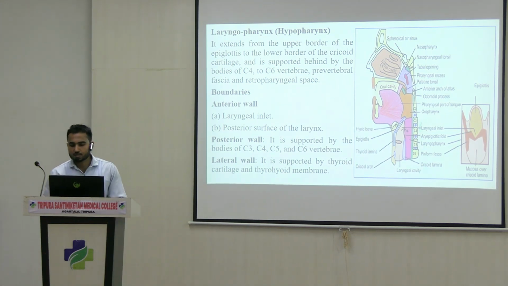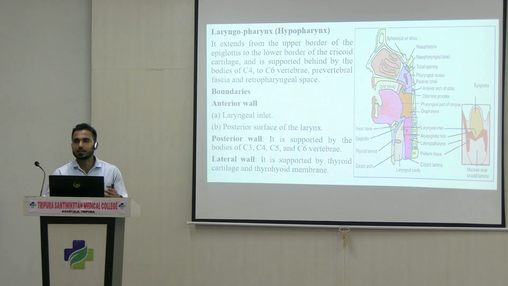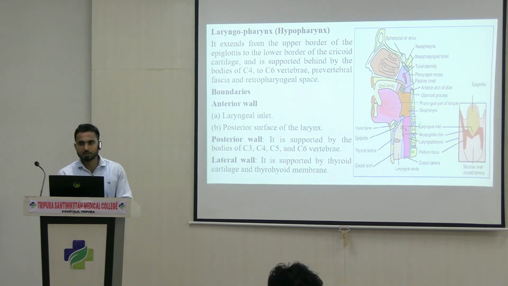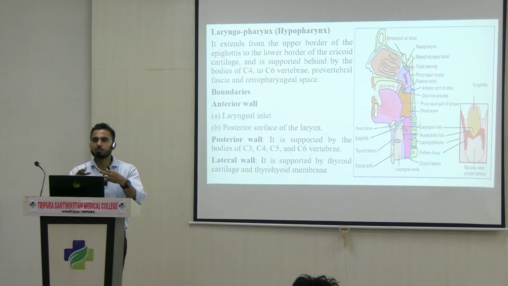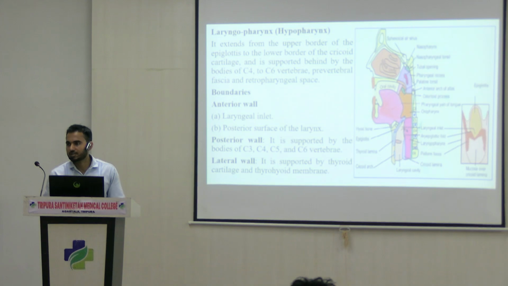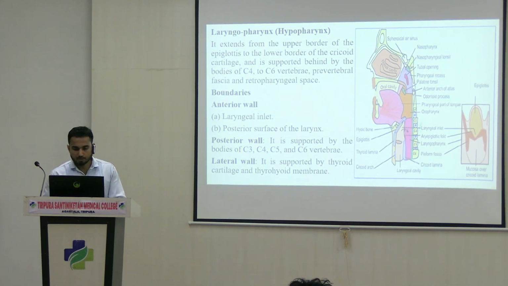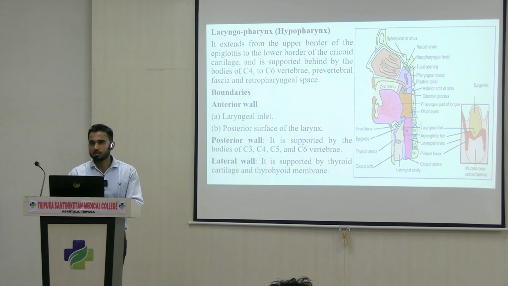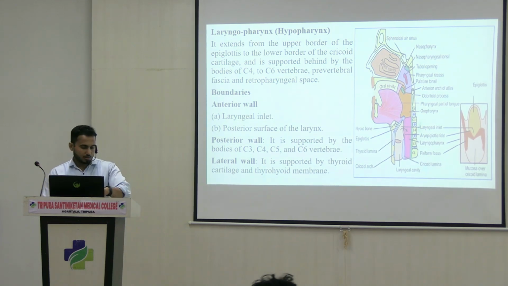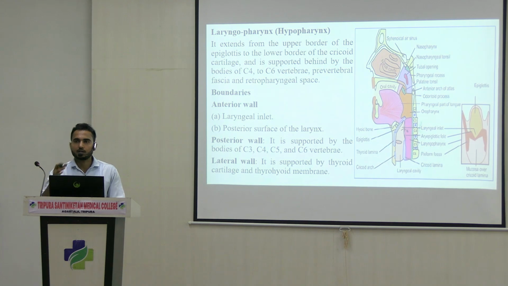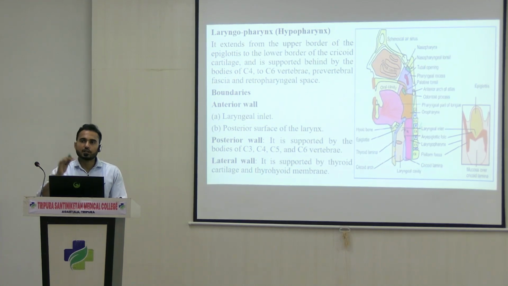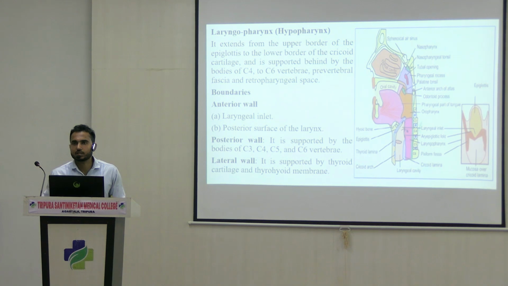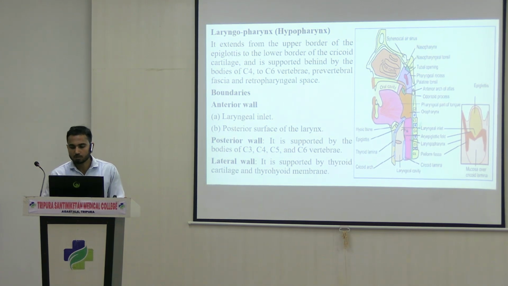And what will be in the lateral wall? Here we are getting the thyroid cartilage, supported by thyroid cartilage and thyrohyoid membrane. On either side the thyroid cartilage will be present and thyrohyoid membrane is present. That is the boundaries of the laryngopharynx. Okay, so in the next class we will continue with the features of the laryngopharynx, what is present inside the laryngopharynx, followed by the layers of the pharynx, 5 layers. Okay, thank you.